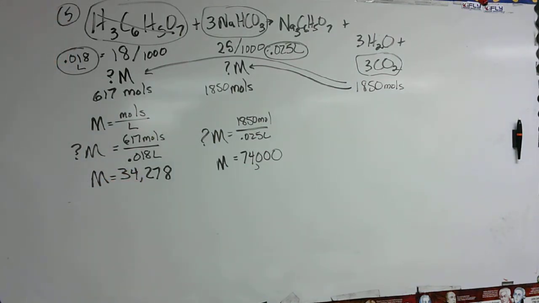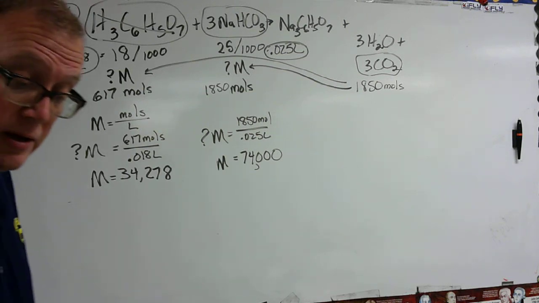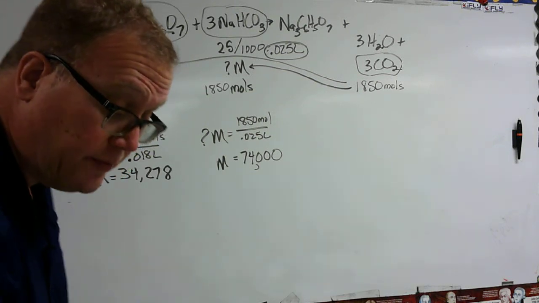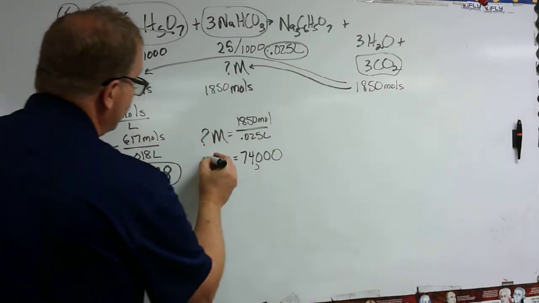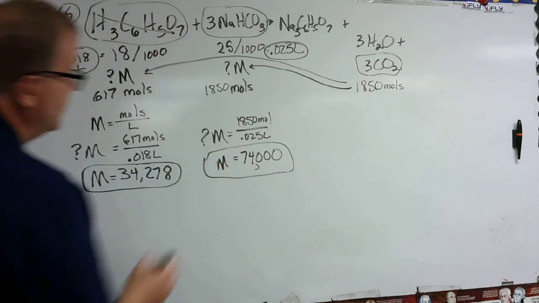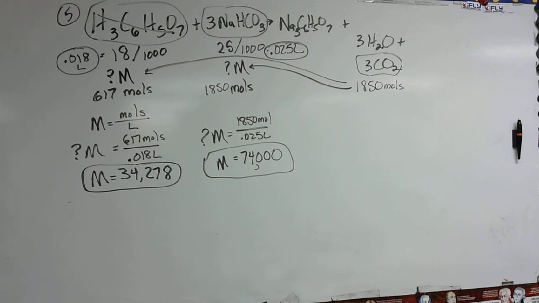Again, those numbers are astronomically high. But I'll have to change them in the future. But we got this, and we got this. So those are both our answers. Now, there are a few that are limiting excess reactant problems only. This is not one because I'm going from the product side to the reactant side to figure out my molarities.